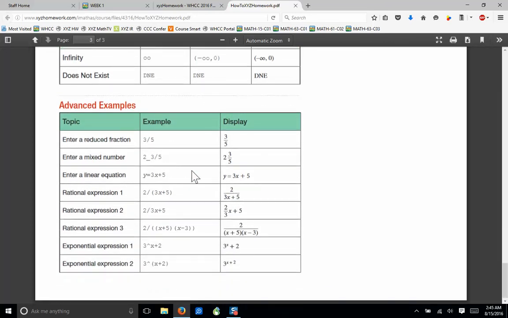One thing of note here, I guess we should look at, is maybe rational numbers. Notice this one right here. If you say 2 divided by parentheses 3x plus 5, that parenthesis holds the 3x plus 5 together, so then it becomes visible on the bottom. If you don't have any parentheses, what really is happening here is you're just dividing by the 3. So be mindful of that. Parentheses are very important when you're dealing with rational expressions.